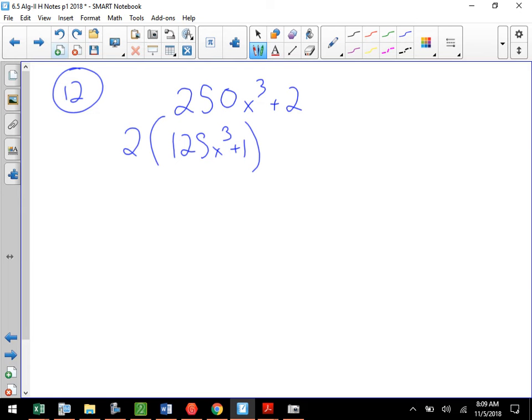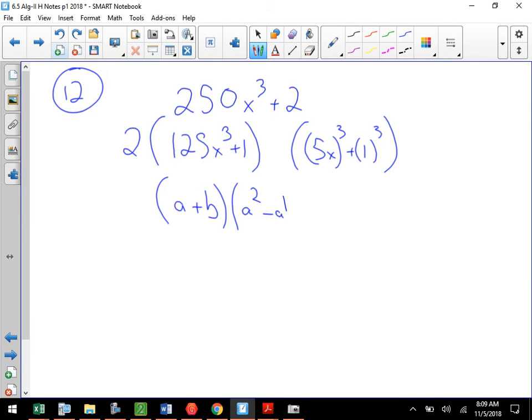So that means that this is the pattern, 5x quantity cubed plus 1. That's the value of a and b. So your pattern for this, remember, is a plus b, a squared minus ab plus b squared. So I have to basically break that into those two parts. All right. When I do that, I still have my 2 out front. I get 5x plus 1.